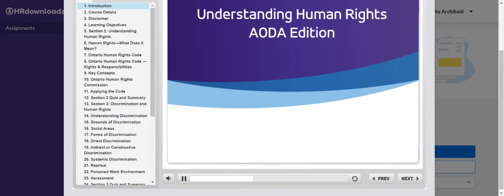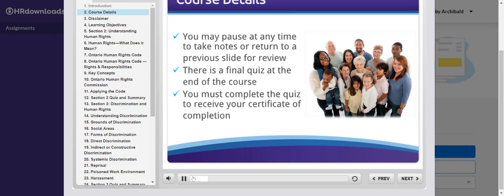This training was designed to provide you with important information about human rights and how everyone, including those with disabilities, must be protected from discrimination. Throughout this course, you may pause at any time to take notes or return to a previous slide for review. There is a final quiz at the end of the course. You must complete the quiz to receive your certificate of completion.